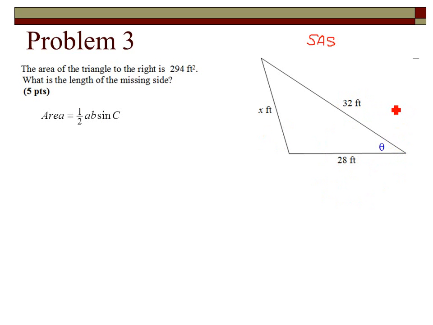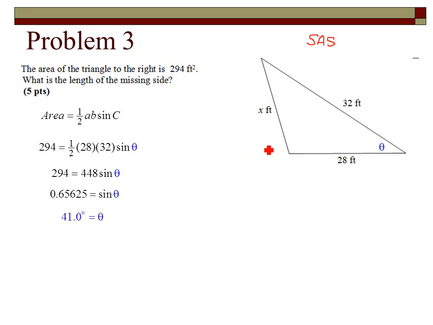Take these three pieces together, and that's what's going to go in this formula. So I know 294 is equal to 1/2 times 32 times 28 times the sine of the angle between them. Well, simplifying that, I have 14 times 32 is 448. Divide both sides by 448. And I get 0.65625. I'm going to do inverse sine, and we got 41 degrees.